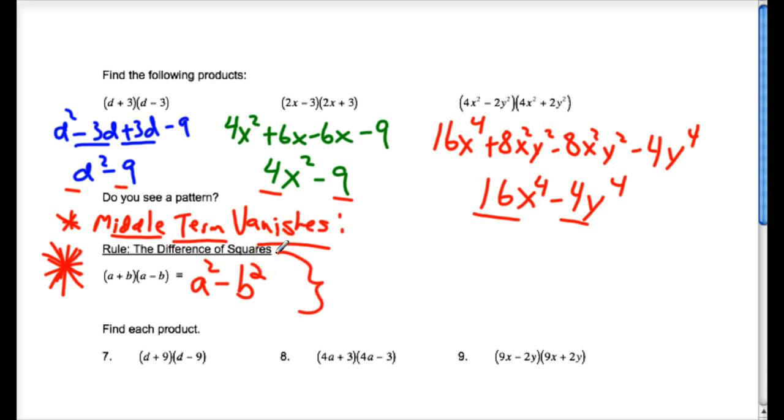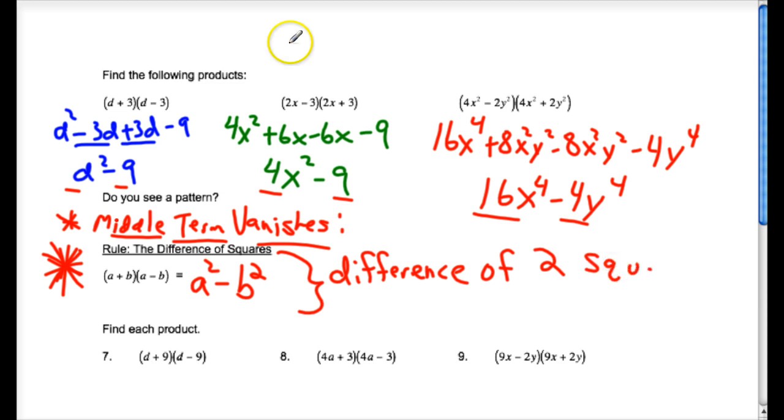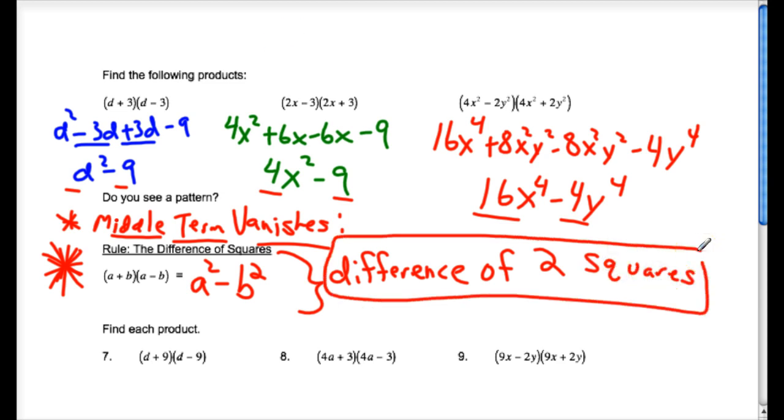Perfect square trinomial? No, definitely not. They came up with a very creative name for this. Why would it not be perfect square binomial? Here's the name of this thing. What operation does difference mean? Subtraction. Difference of two squares. It's called the difference of two squares.